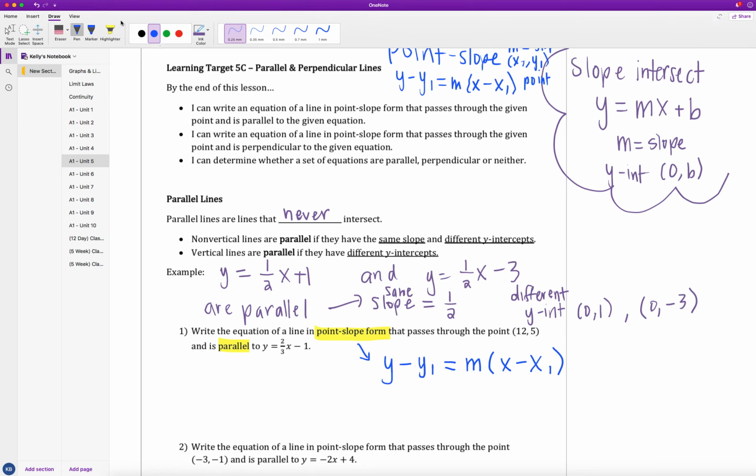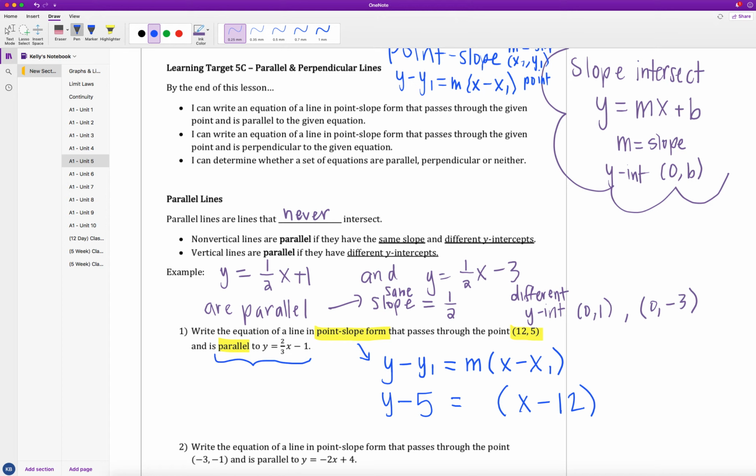They also say that the line is passing through the point (12, 5). So they've given us quite a bit of information here. Remember, to write an equation in point-slope form, I need a slope and I need a point. Well, they already gave me the point directly, so I'm going to go ahead and fill that in. I get y minus 5, since my 5 is my y1, equals the slope we're still finding, times x minus 12 for my x1 value. To find that missing slope, this is where the second part of this information will come in handy.